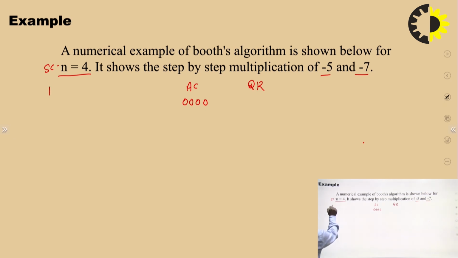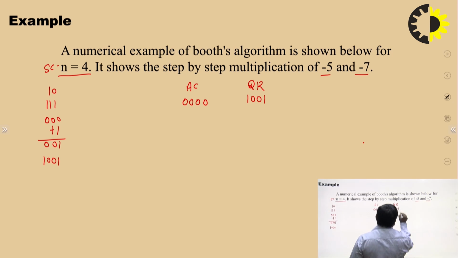What is the BR or QR, -7? 7 means 1 1 1, that is the 7, and for -7 we find the 2's complement and the sign bit is on. Now, what is the complement? That is 0 0 1, and what is -7? -7 is 1 0 0 1. Now, this is 1 0 0 1, that is -7. And what is the SC? SC is 4, that is 1 0 0.